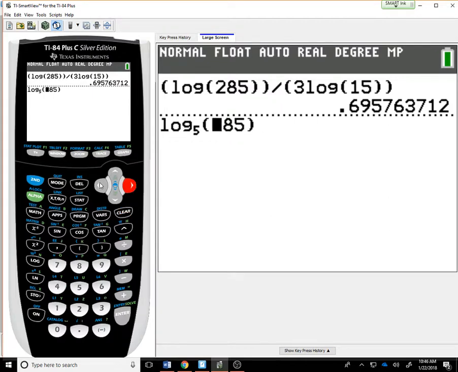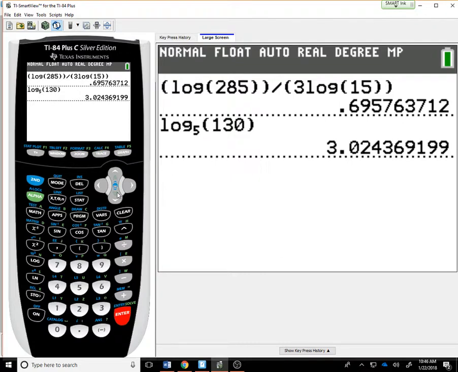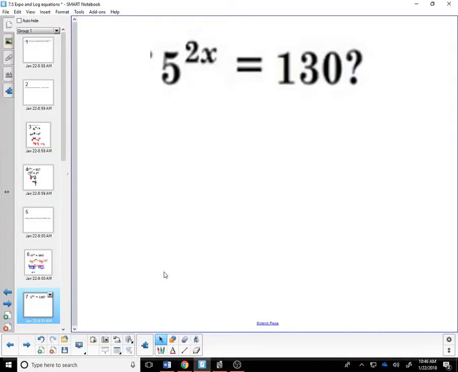What's the answer? 130? Yeah. Just a little bit more than 3. Yeah, because 3 is 125. Is that the answer? No. No, we were checking if we could turn this into a base of 5, which we cannot.